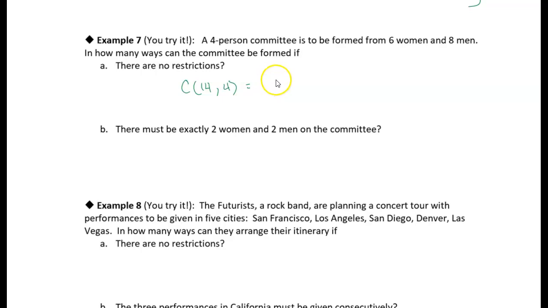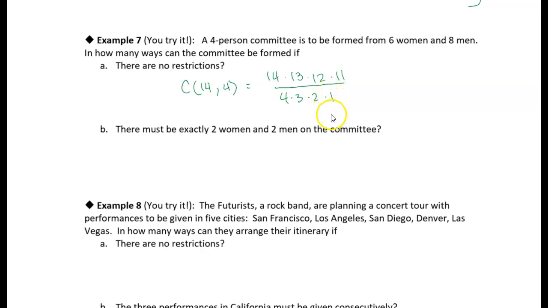Or we could think of it as just being 14 choices for the first person, 13 for the next, 12 for the next, 11 for the next. And then the order doesn't matter. So for any given set of 4 people, we have to divide by 4 factorial.